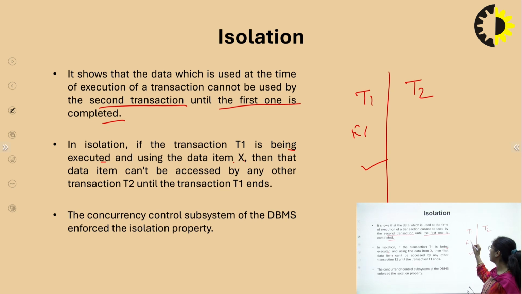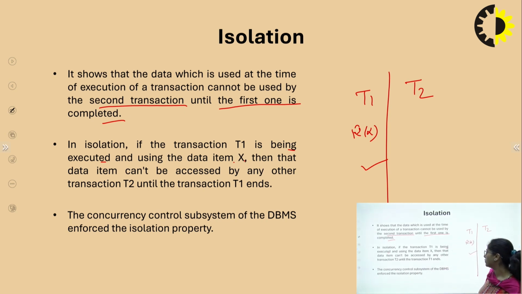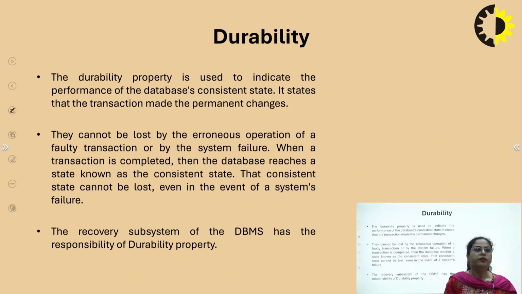If read of X is being performed in T1, until and unless the operation is completed or committed, T2 can't access the X data. The concurrency control subsystem of the DBMS enforces the isolation property. Now the fourth one is durability.